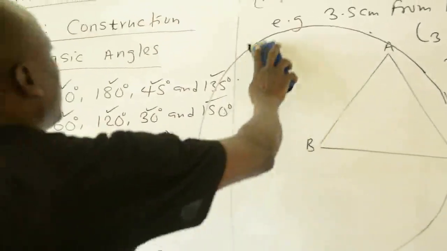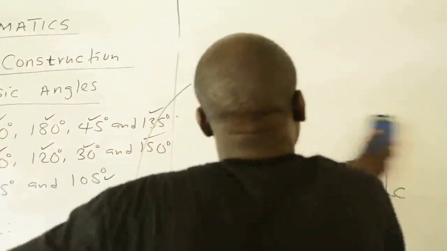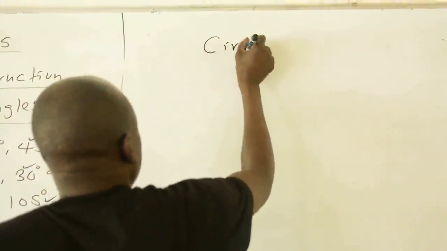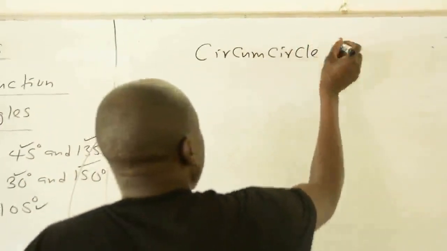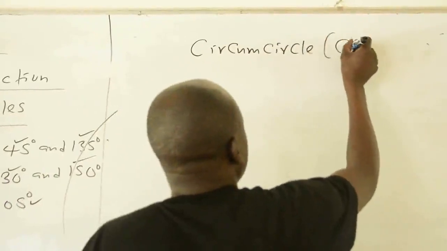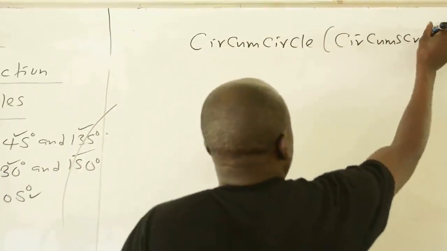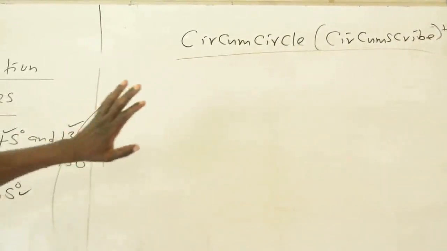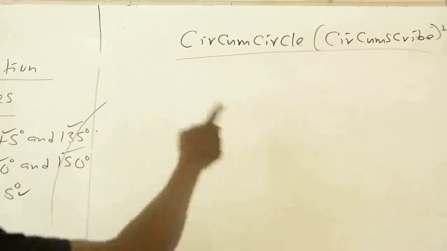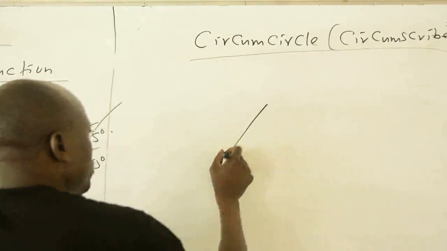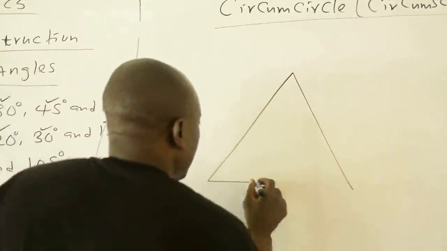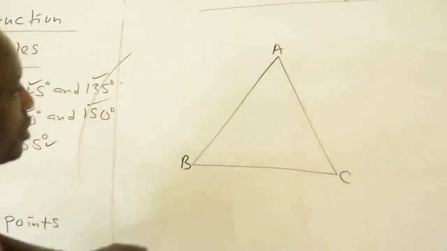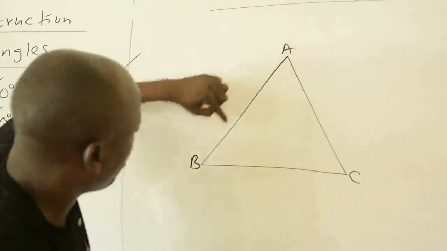Now, lastly, we have what we call circumcircle. That is part of the basic concept, circumcircle. What we mean by circumcircle is a circle that touches all the three vertices of a triangle. This is a triangle. You have A, B, C. So the circumcircle is going to be a circle that will touch point A, point B, point C.